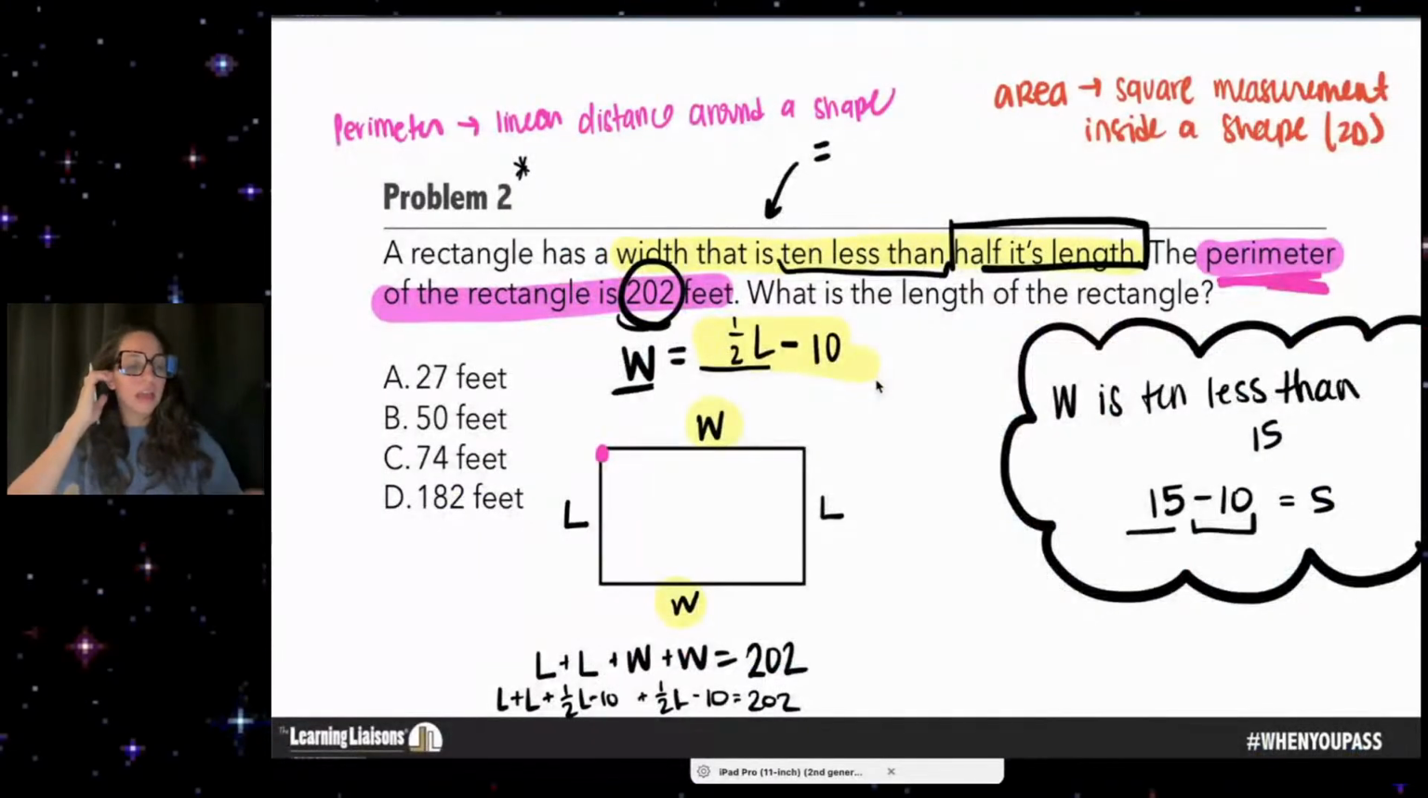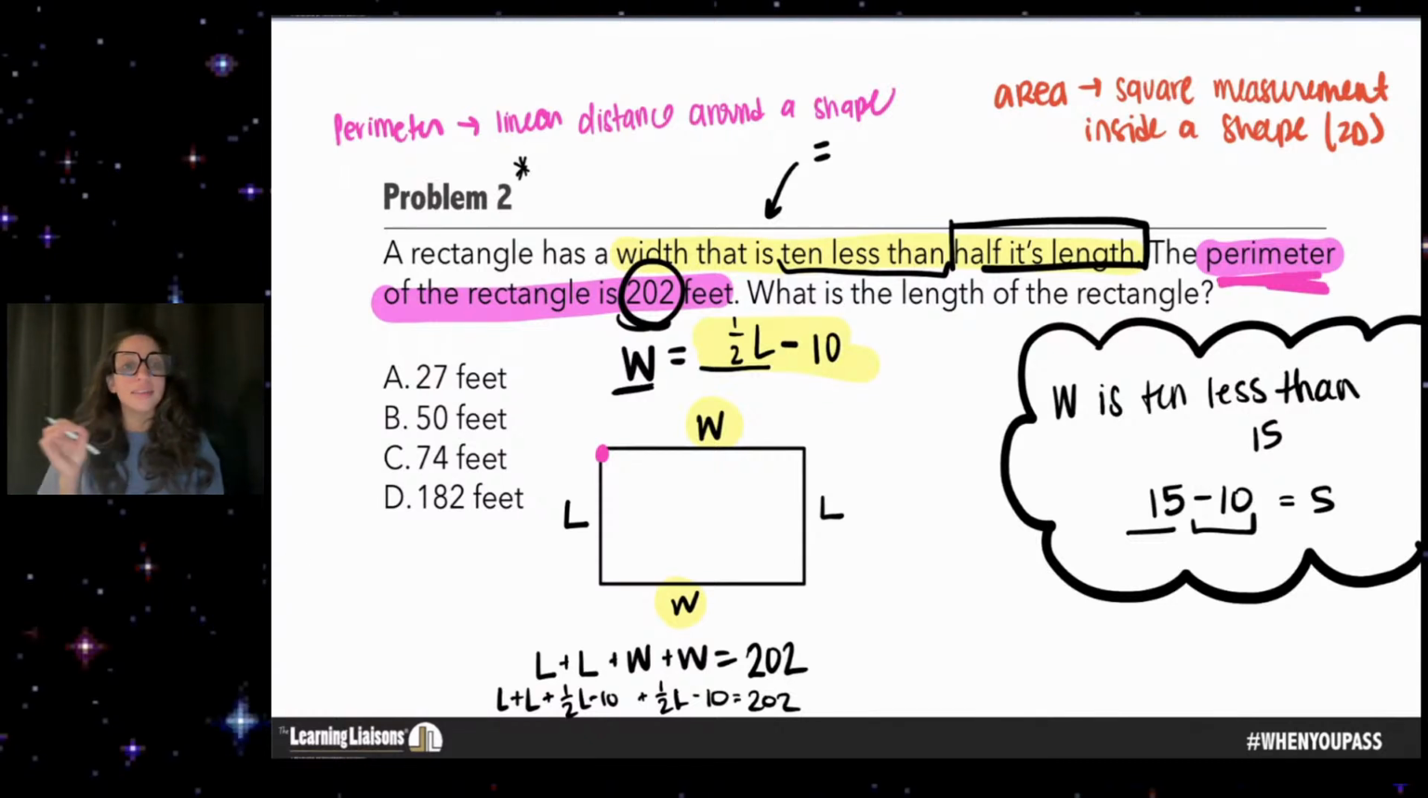equals 202. I'm going to reconnect my iPad. All I did there was I plucked the W right out of the problem and I replaced it with something that was exactly the same. So we have L plus L plus 1/2 L minus 10 plus 1/2 L minus 10 equals 202.